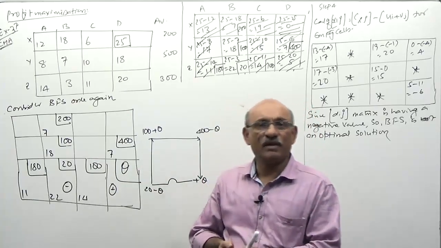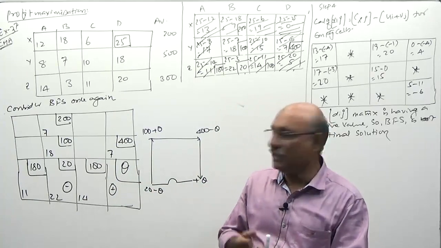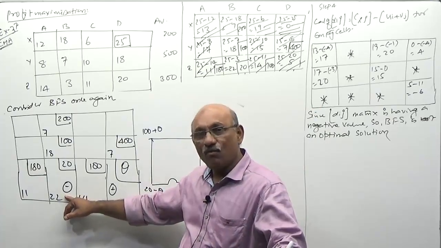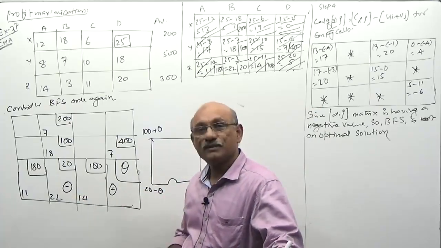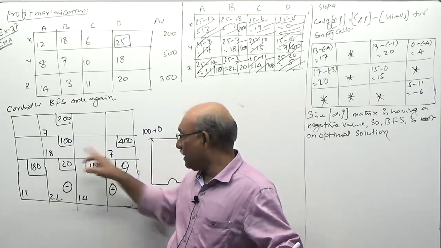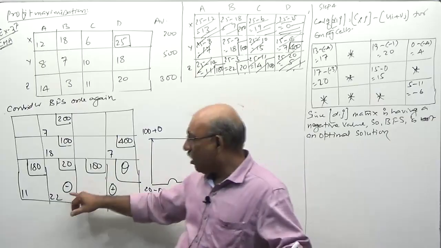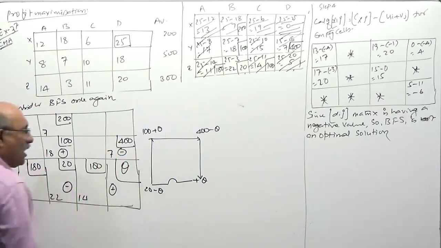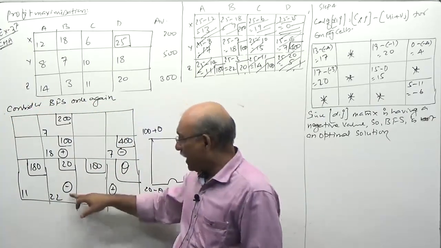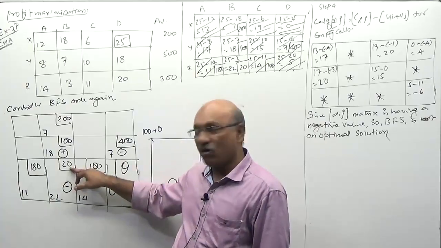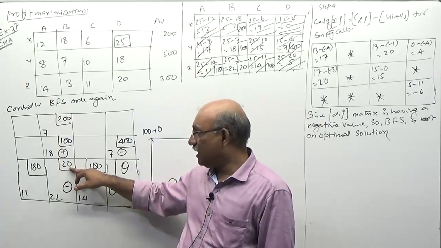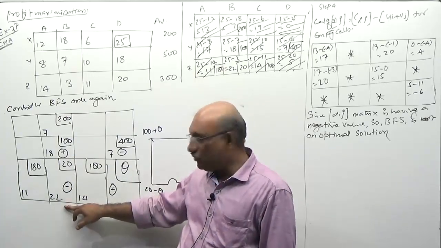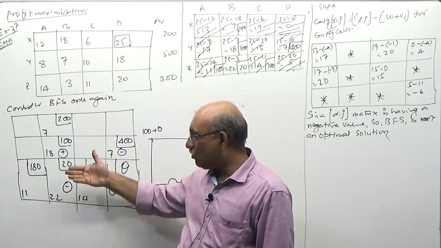that is, without disturbing the demand and supply conditions, I am moving from one occupied cell to another occupied cell, by placing minus, plus, minus, starting with plus, alternating minus, plus, minus. Why is this required? If I have a minus sign here, theta number of units I am subtracting from here, theta number of units I am subtracting from here. So this column total is reduced by theta number of units. So I have to neutralize that effect.